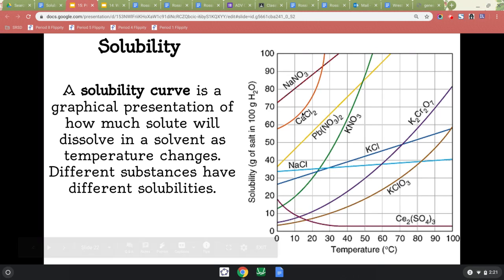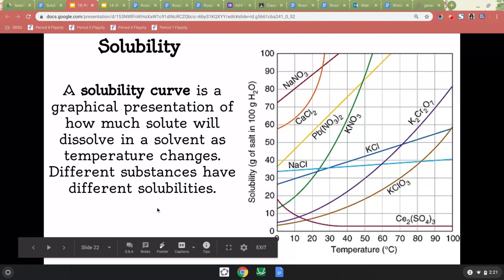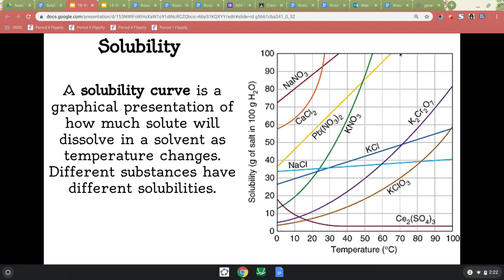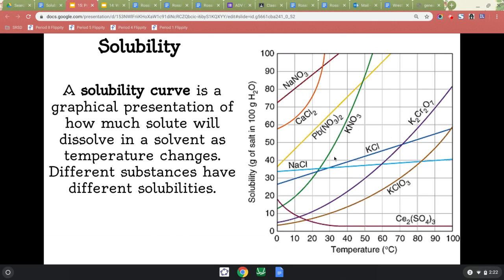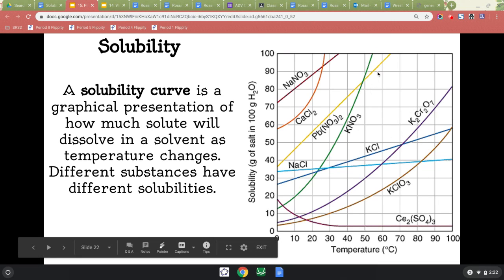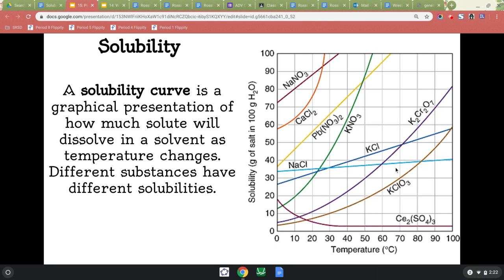We have lots of different substances on here, all color-coded so you can see them. And we're following what's actually going on with them. So we see that this one, as temperature increases, we have temperature on our x-axis, the solubility of that substance also increases. We see that here again with our lead nitrate, our potassium nitrate. All of them really seem to have solubility curves that go up, up, up. Salt or sodium chloride, not as drastic as the rest.